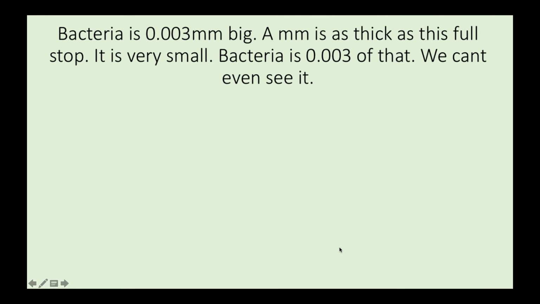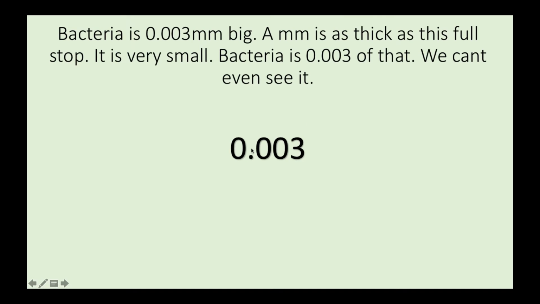Okay, let's look at a really small number now. Bacteria is 0.003 millimetres big. A millimetre is as thick as this full stop. It's very small. Bacteria is 0.003 of that. We can't even see bacteria. So let's look at this tiny number, 0.003. How will I write a really small number in standard form?